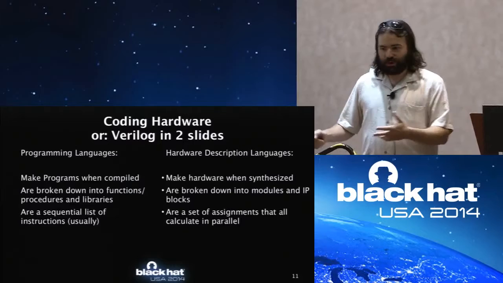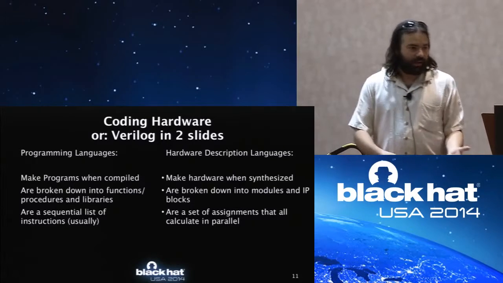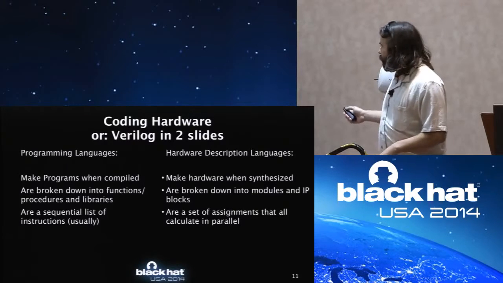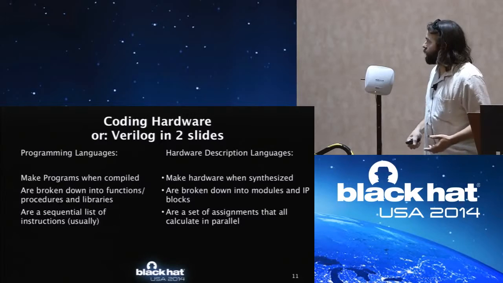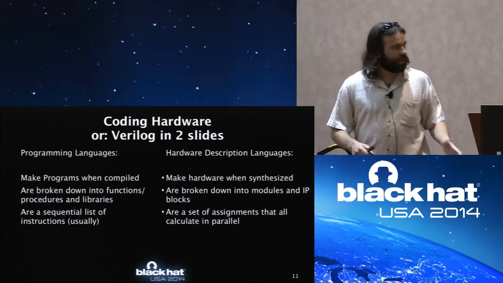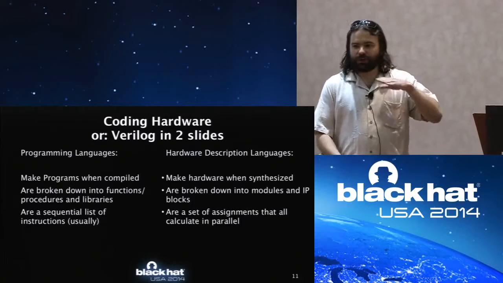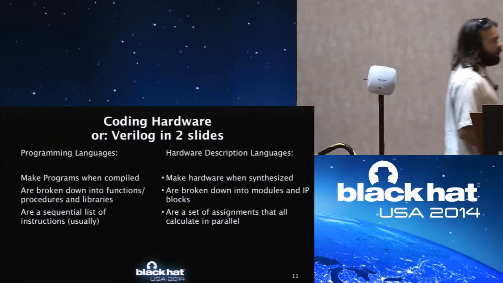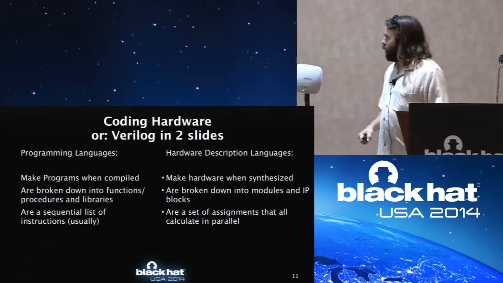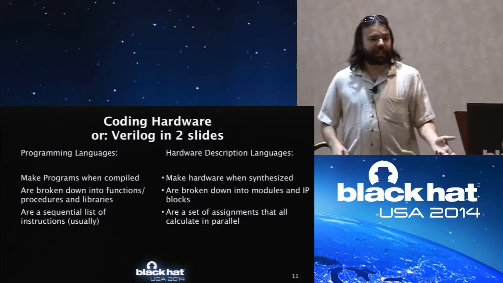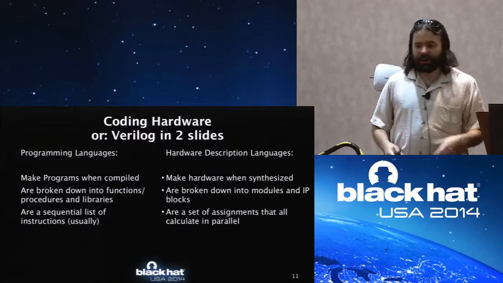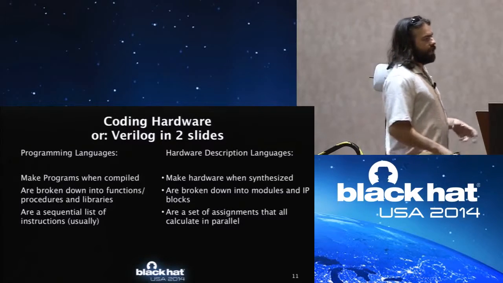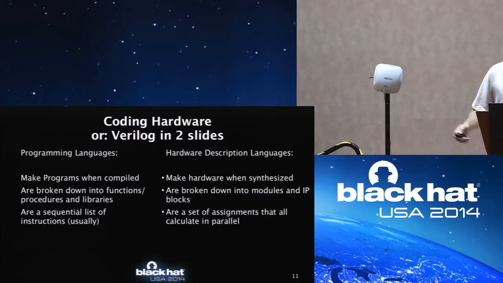hardware, right? With software programming languages, you're writing code that runs on hardware. With a hardware description language, you're defining wires and gates that hook up and do things. So programming languages make programs when they're compiled. They break down into functions and procedures and libraries, and they end up being a sequential list of instructions for the most part. You know, there are exceptions and fancy architectures that do other things. Hardware description languages, on the other hand, make hardware when you synthesize them, right? You break this down into modules and IP blocks, and they're basically a set of assignments that all calculate in parallel.